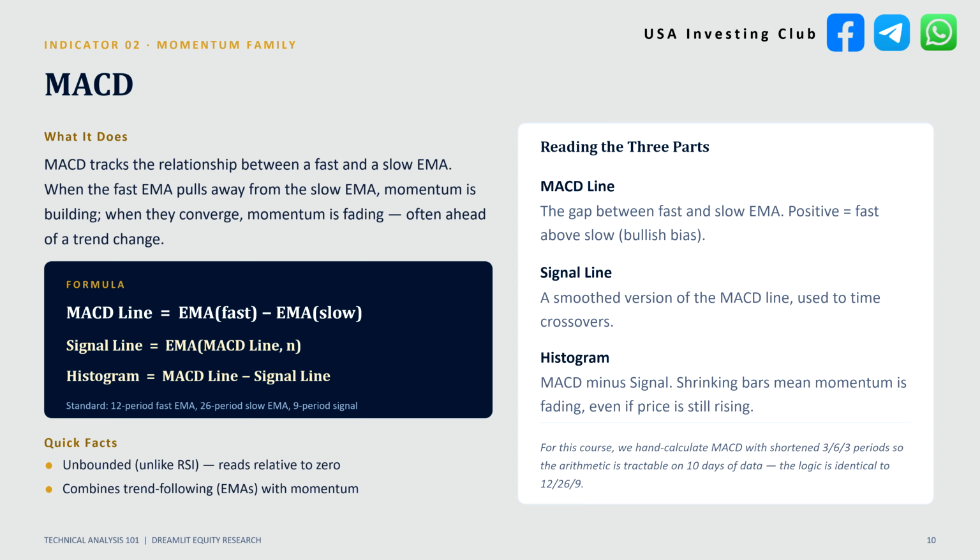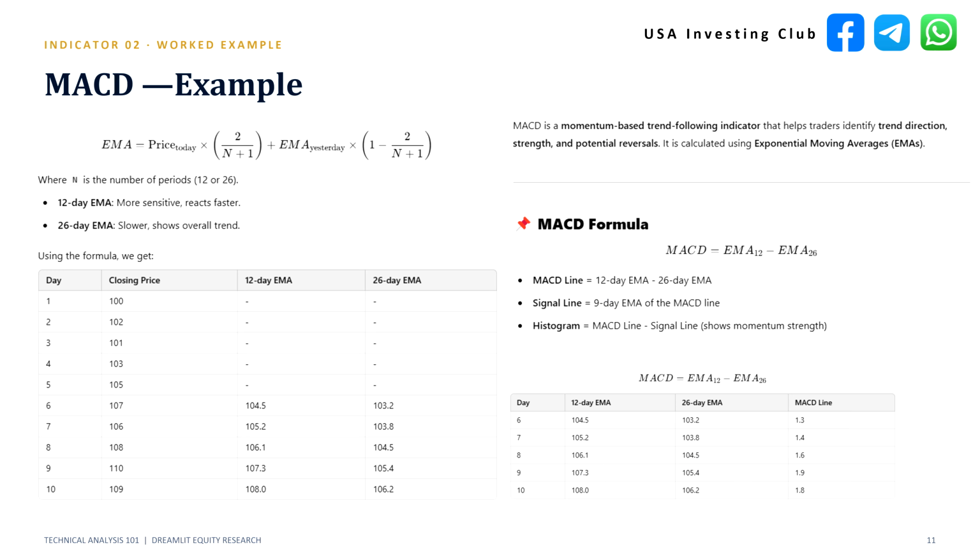Let's read the 3 parts individually. The MACD line is the gap between fast and slow EMA. Positive means the fast EMA sits above the slow EMA, a bullish bias. The signal line is that smooth version used purely for timing. In the histogram, MACD minus signal is where the real nuance lies. Shrinking bars mean momentum is fading even while price may still be rising, which is often the earliest tell you'll get. Let's hand calculate MACD using the standard 12 and 26 period EMAs.